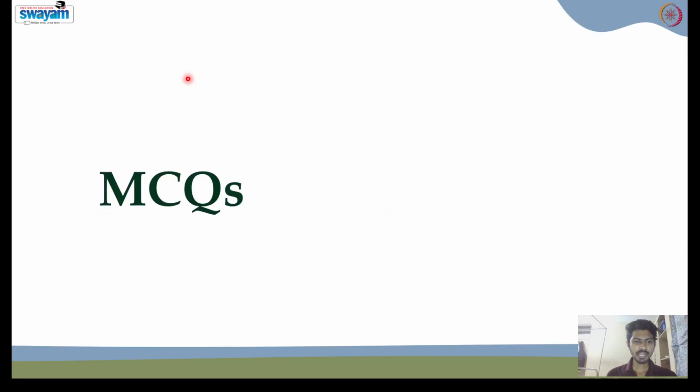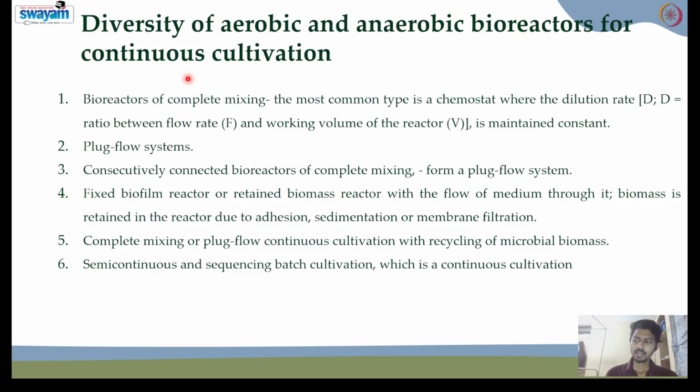And this is the last slide, and we will be moving on to the MCQs. This last slide is regarding the different configurations of reactors that are commonly used for aerobic and anaerobic bioreactors. The first bioreactor that we will be talking about is the chemostat. Chemostat is one of the continuous cultivation systems where we keep the dilution rate of the system constant. And what do you mean by dilution rate? It is nothing but the flow rate, the flow rate that you are maintaining through the bioreactor divided by the total volume of the reactor.